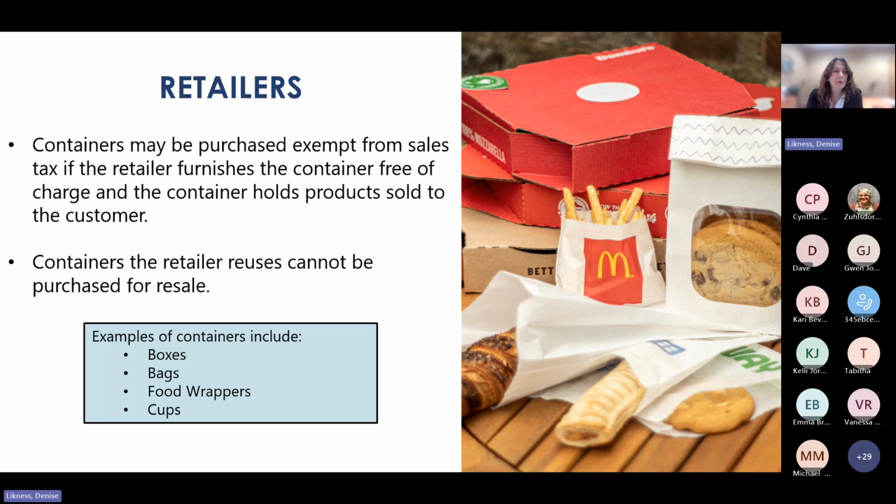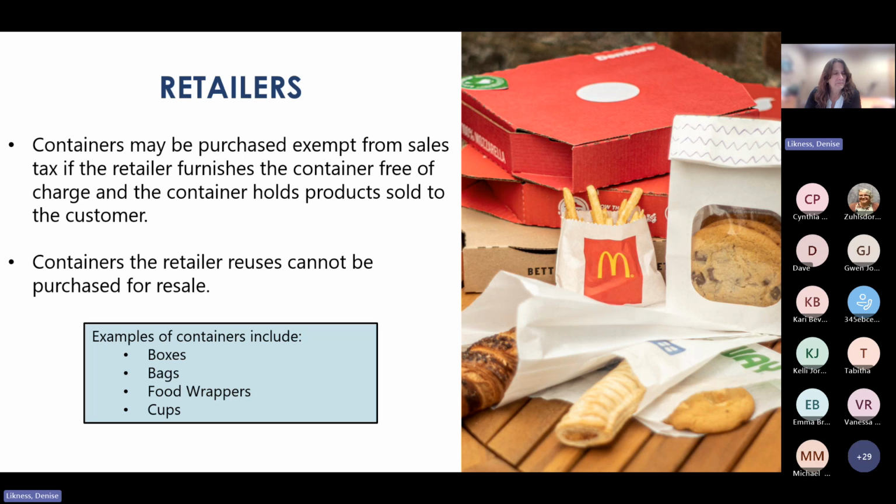Retailers can purchase containers exempt from sales tax if the retailer purchases the container free of charge. Just for example, this is McDonald's and cookie places, pizza. So these to-go boxes, those are free. It holds the product that you're sold and you're taking it out. So the container the retailer reuses, though, if they have a container that they reuse, they cannot be purchased for resale. Some containers are the boxes here, the bags, things like that.